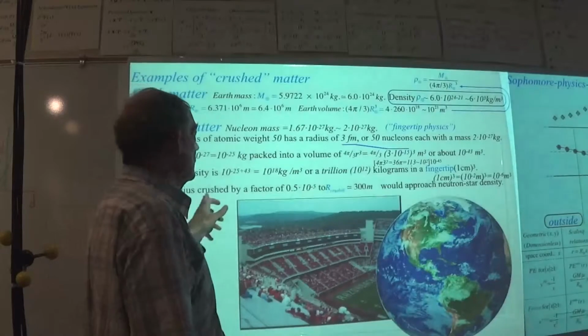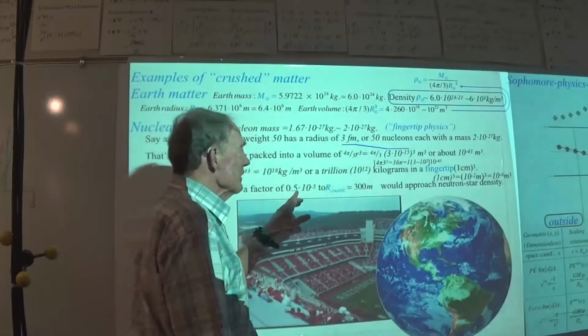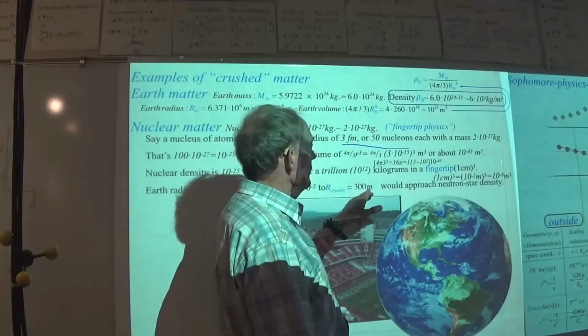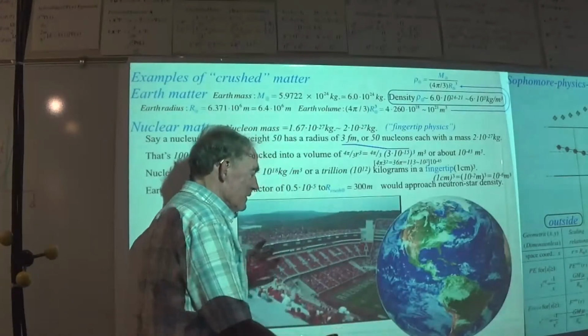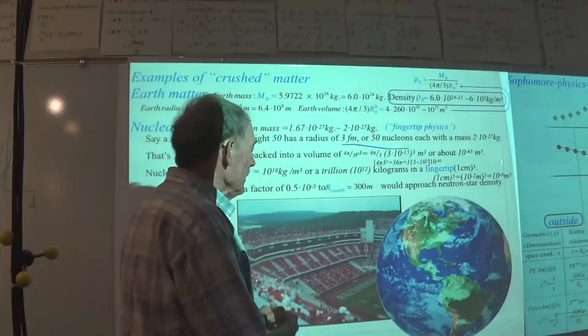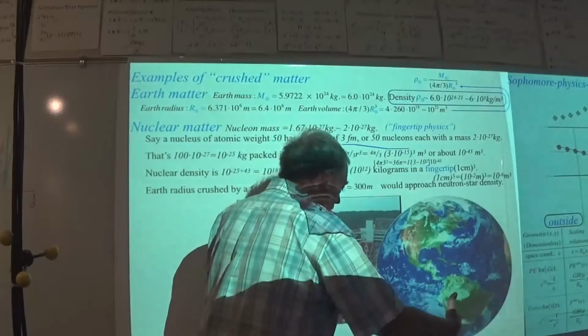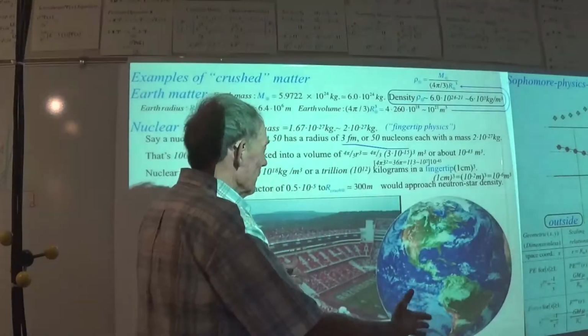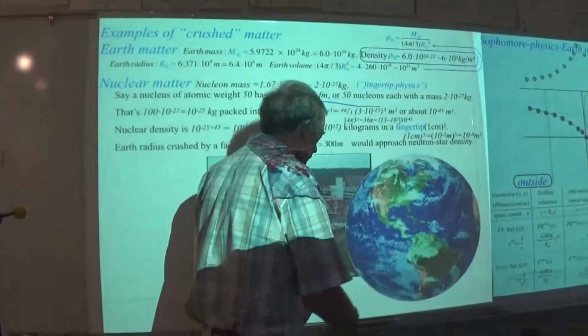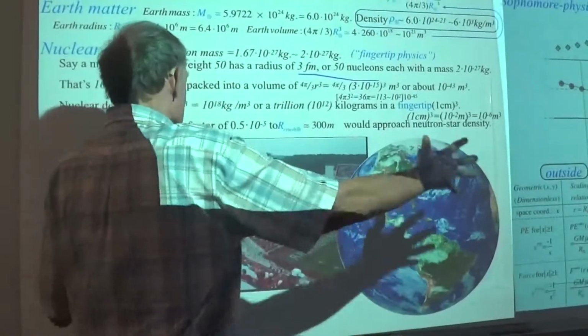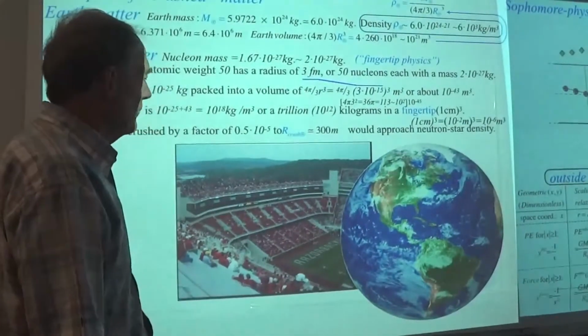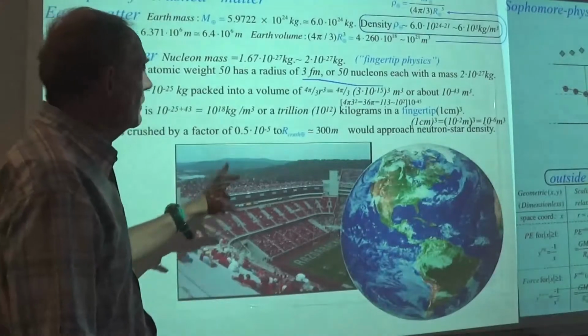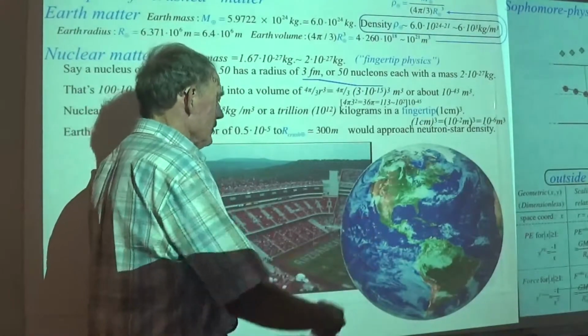And the Earth would be crushed by this factor to 300 meters. There's the Razorback Stadium, roughly 100 kilometers just for the football field, but then there's all this stuff to hold the thing, which makes it about 3 times as big. So we're talking about an Earth that's the size of that.